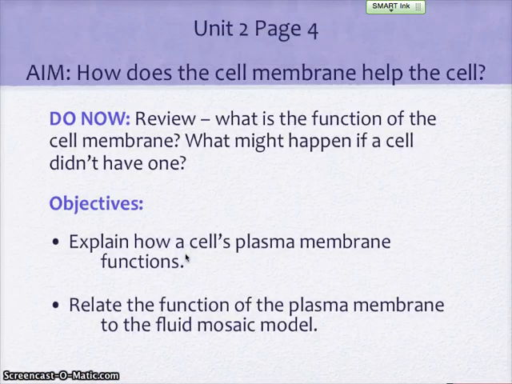Unit 2, page 4. Aim: How does the cell membrane help the cell? Do now. Let's review. Write down what the function of the cell membrane is. Also, what do you think might happen if a cell didn't have one? Take a moment to do that now.